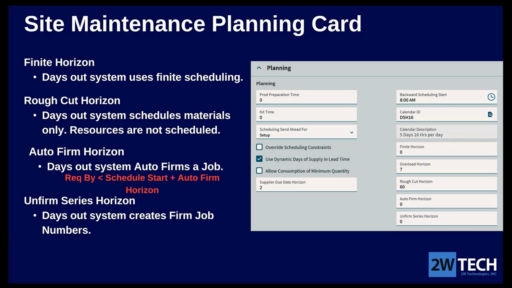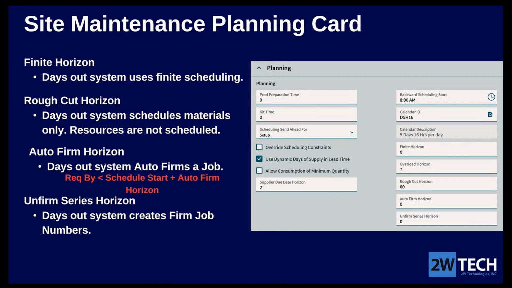Rough cut horizon is the days out the system will schedule materials only. Similar to the finite horizon, a little bit differently though, with a finite horizon, it's really looking at your operations. With the rough cut horizon, it's looking more at the materials.